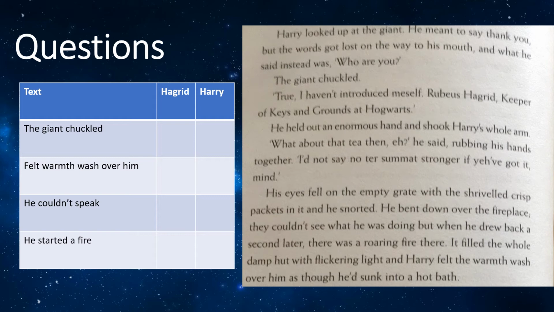Okay, so let's look at the grid on the left. You can see there are some pieces of text, and what we need to do is tick the box to show whether the statement was about Hagrid or Harry. So, "the giant chuckled." You can probably spot that sentence quite quickly. It's quite near the beginning of the text. Here it is. And of course it is about Hagrid.